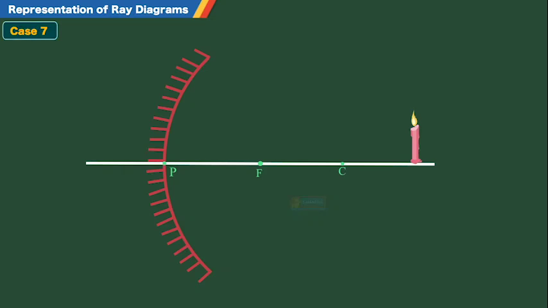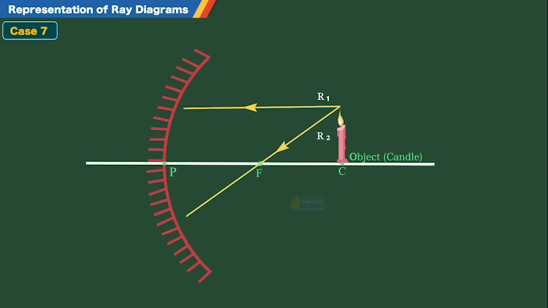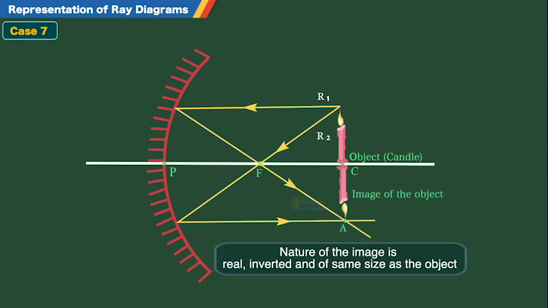Case 7. When a candle is placed at the center of curvature on the principal axis of a concave mirror, we take two rays R1 and R2 emanating from the top of the candle. These two rays strike the concave mirror and they get reflected. The reflected rays meet at point A. The image forms exactly below the center of curvature. In this case, the nature of the image is real, inverted and the same size as the object.